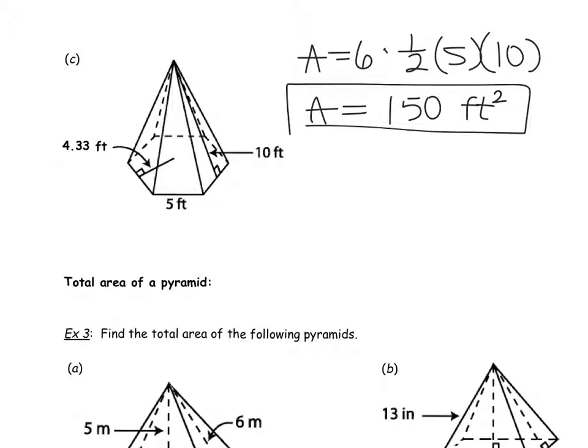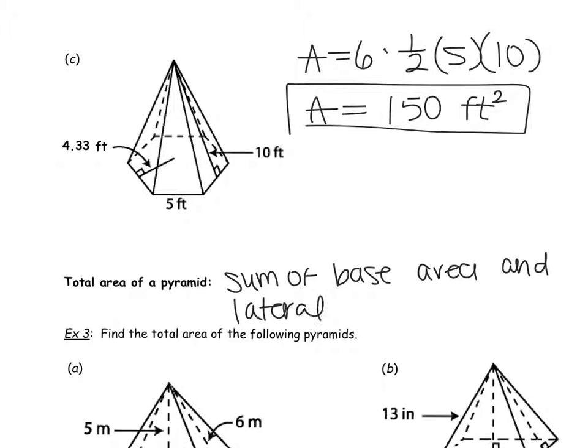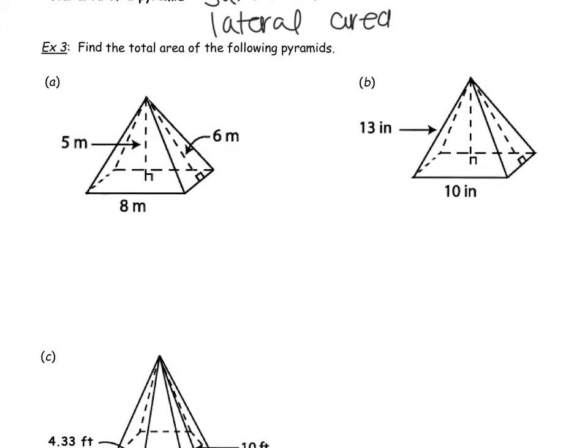Now I want to talk about the total area of a pyramid. That is going to be the sum of our base area and lateral area. So again, also referred to as surface area. When we find our surface area, we just add the 2 areas we just found together.